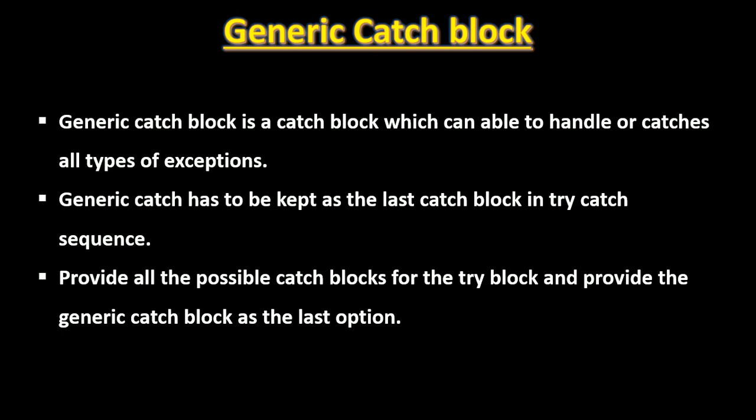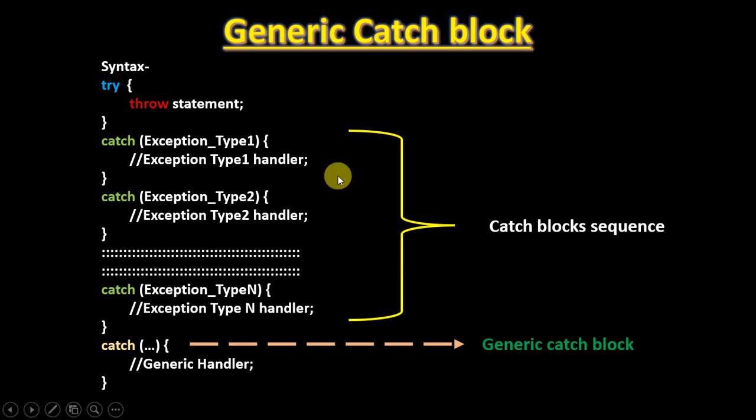Whenever you are providing the generic catch block, you have to keep it as the last option, as the last catch block in the catch block sequence. Coming to the syntax of this generic catch block: first provide the try block, which is responsible for throwing the exception. After this try block, write all the catch blocks you can think of, and only at the end write the generic catch block.